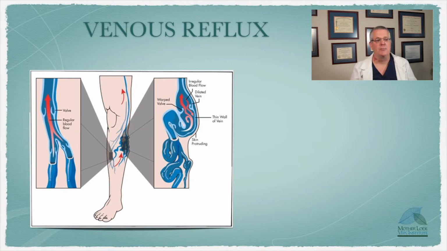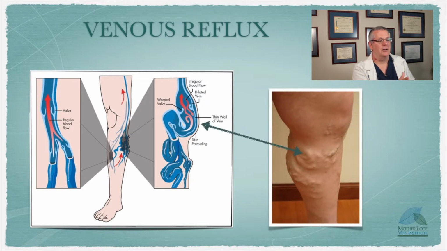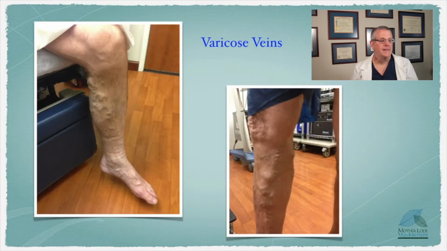So this is just another depiction of what happens when the valves are working properly on the left, and then when the valves don't work properly and don't close, then the veins bulge, and that's when they turn into varicose veins, okay? And you can see both the varicose vein here and also what it looks like in a real person when they're bulging and usually symptomatic. So here's some more veins that we have, and those are all typical varicose veins as a result of this venous reflux disease or leaky valves, okay?